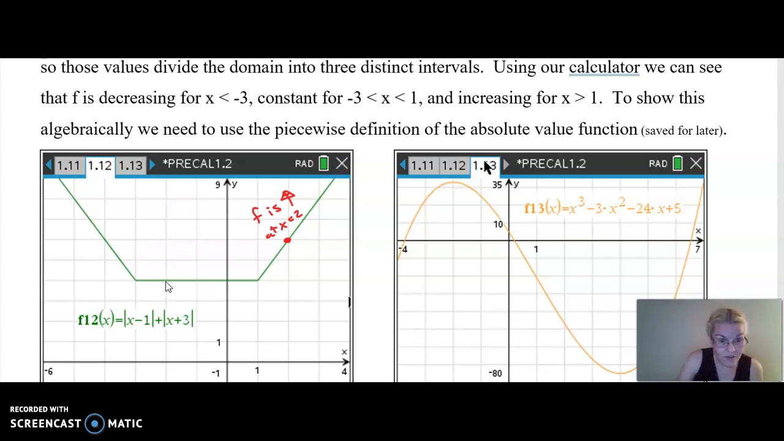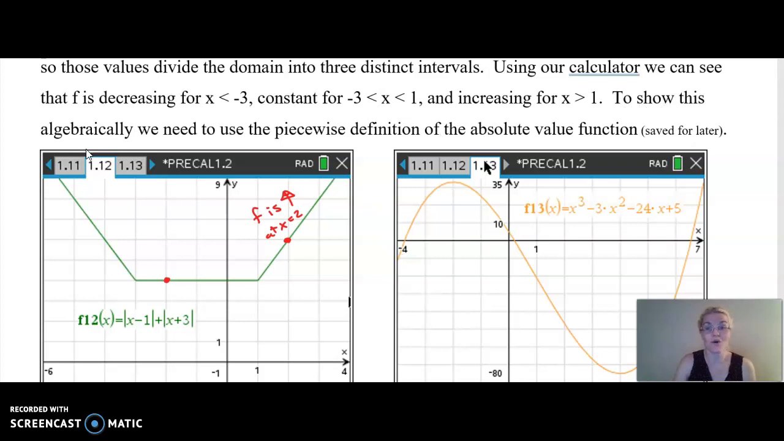At -2, f of x is constant. At any point on this line, it's decreasing. At any point on this line, it's constant. At any point on this line, it's increasing. But at the particular points, it's neither increasing, decreasing, nor constant. It's a key point. It's a point where change is occurring.